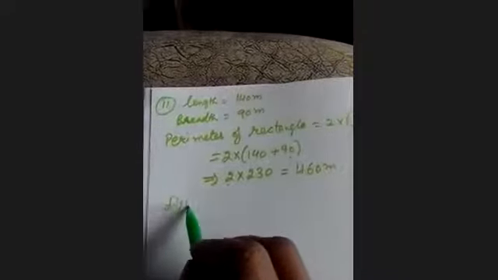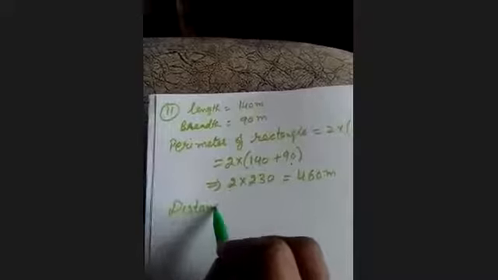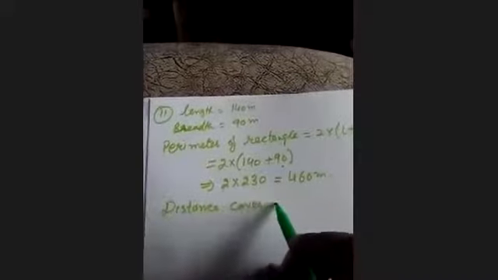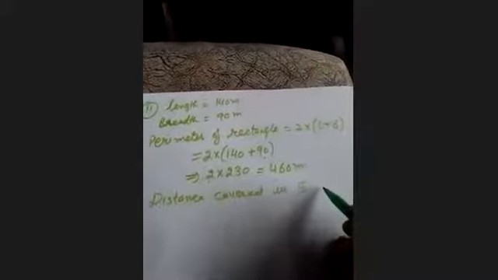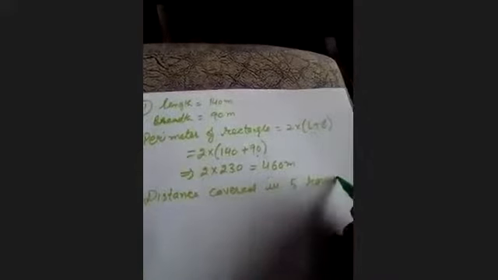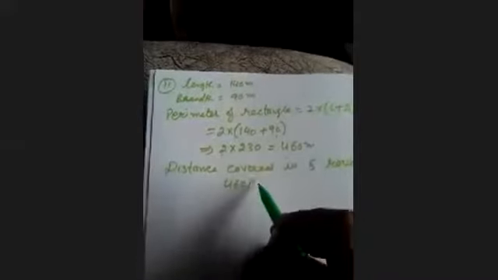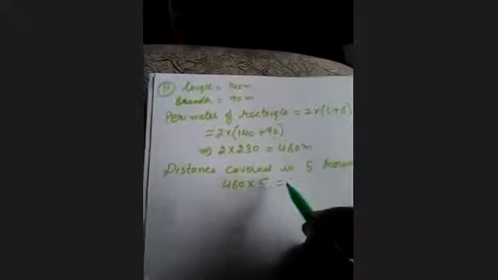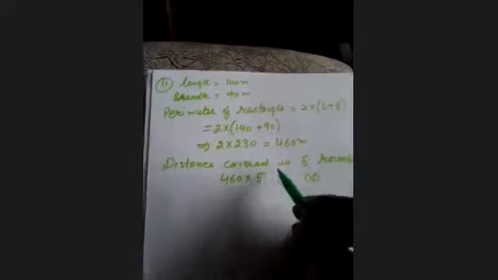Now find the distance covered in 5 rounds. Distance covered in 5 rounds is 460 multiplied by 5. 0, 5 sixes are 30, 3, 23. So distance covered in 5 rounds is 2300 meter.